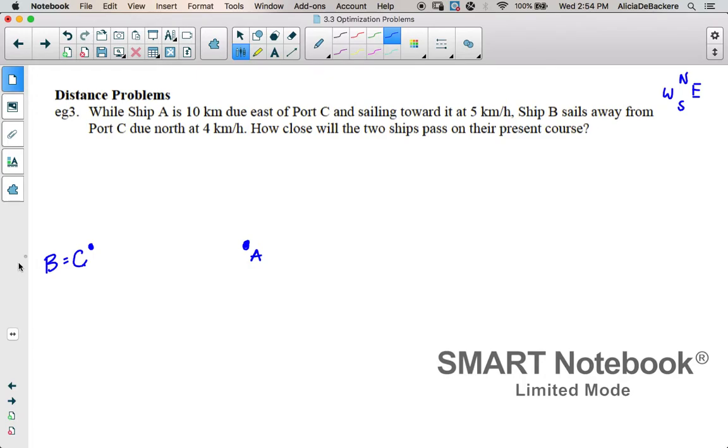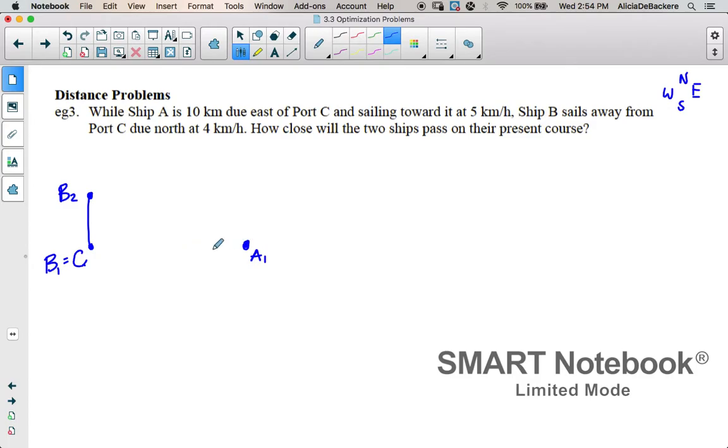Now, because ship A and ship B are both moving, I'm going to say that this is their starting position. I'm going to call it A1 and B1. And then I'm going to also put their position after some amount of time. So after some amount of time, ship B is going to be due north of port C. So there it is, I'm heading up towards it. And then ship A is going to be heading towards port C.